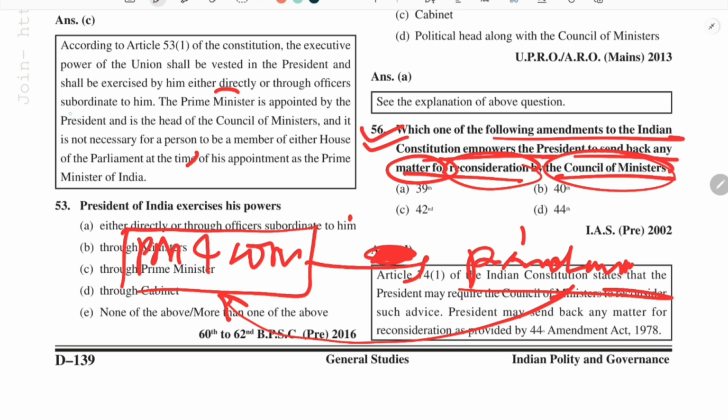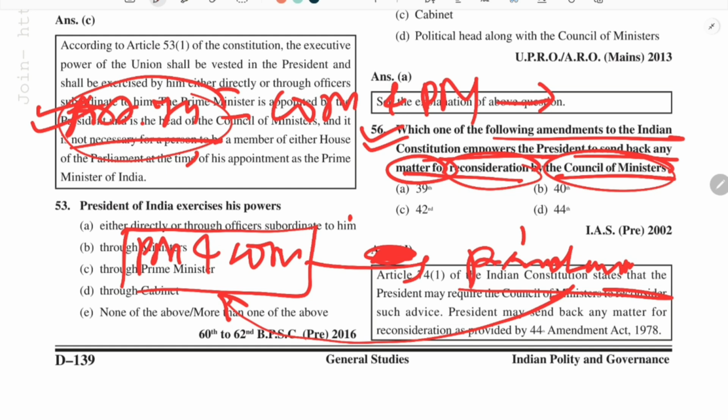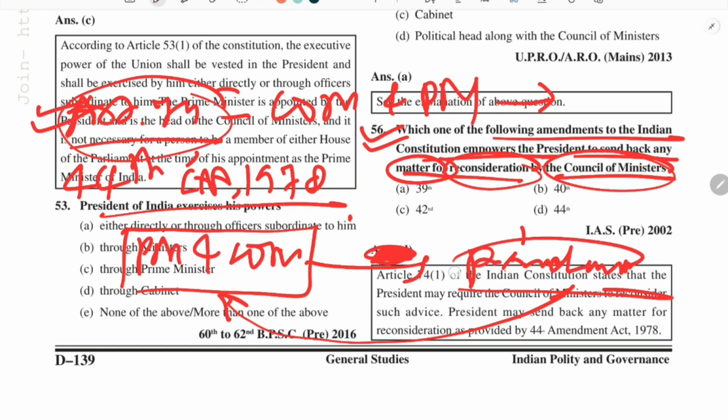So for this you must know that Article 74 of the Indian Constitution says that there shall be a Council of Ministers headed by the Prime Minister to aid and advise the President in his function. But there is a provision in this article also, and this provision was added in the 44th Constitutional Amendment Act 1978, that the advice given by the Prime Minister and his COM can be sent back by the President for reconsideration once, not more than that.